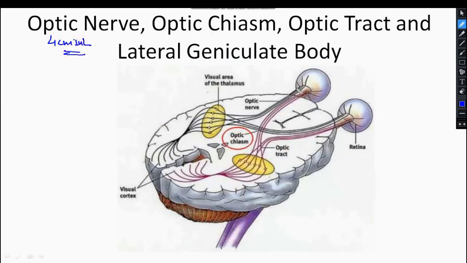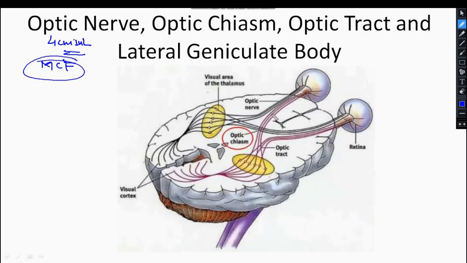So this is the optic nerve, and this is the optic canal. It passes through this optic canal and reaches here in the middle cranial fossa. I am writing in short.